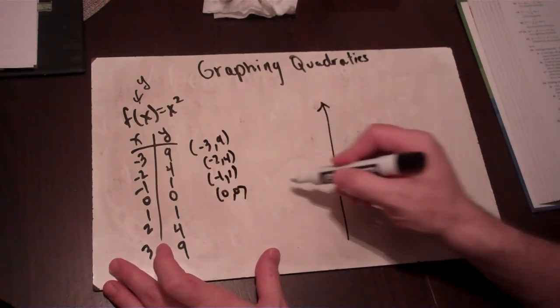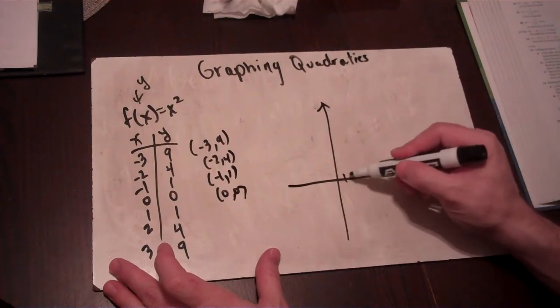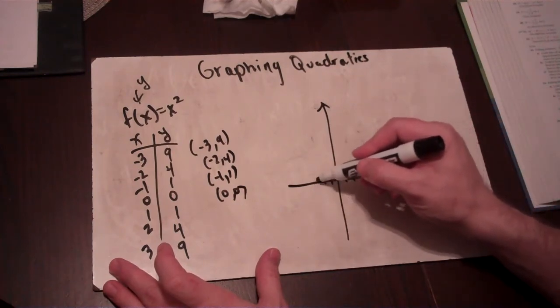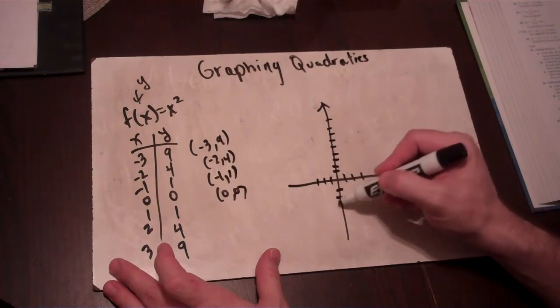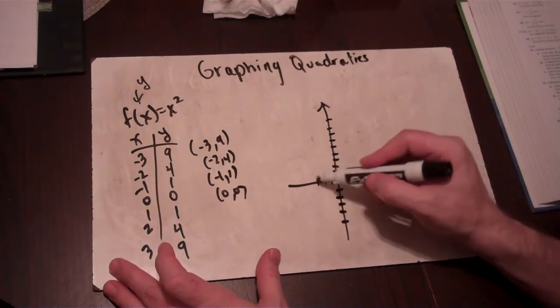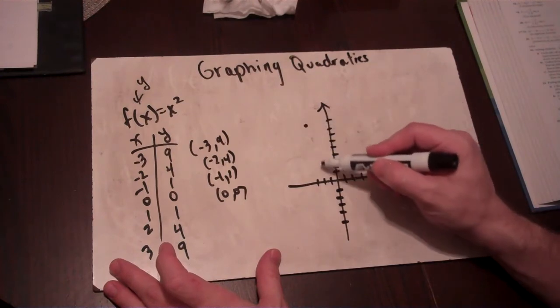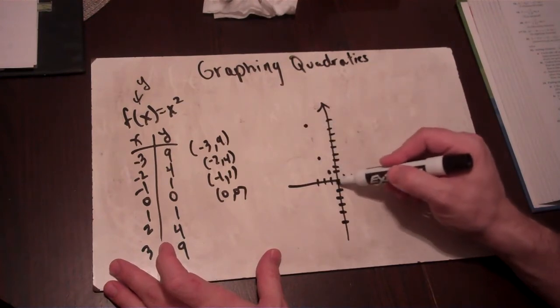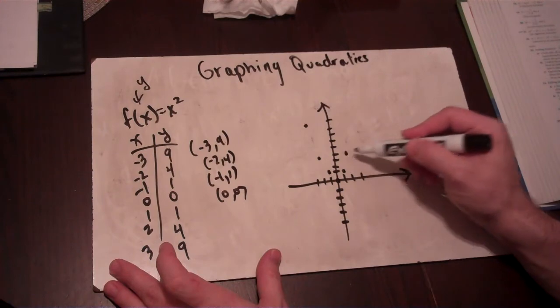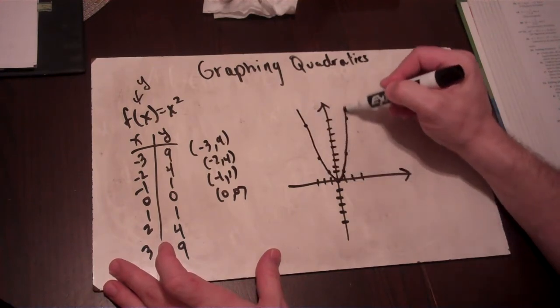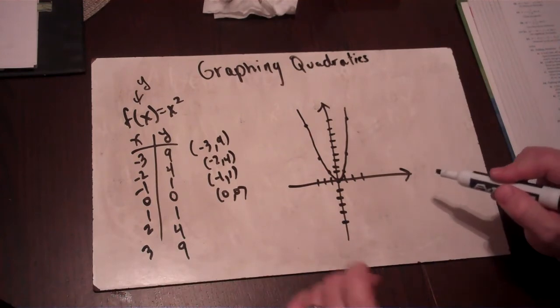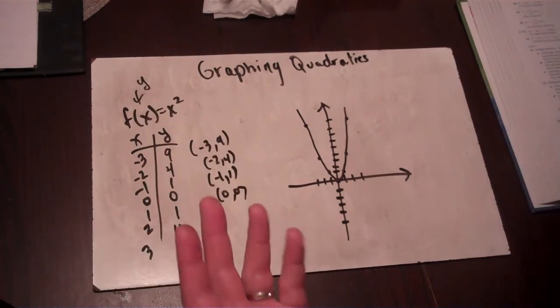And then I could actually plot these on axes. So -3 gives me 9, -2 gives me 4, -1 gives me 1, 0 gives me 0, 1 gives me 1, 2 gives me 4, and 3 gives me 9. And then when I connect the dots, I end up getting something like this. So for this quadratic, I've already graphed it. This is what you could end up doing.